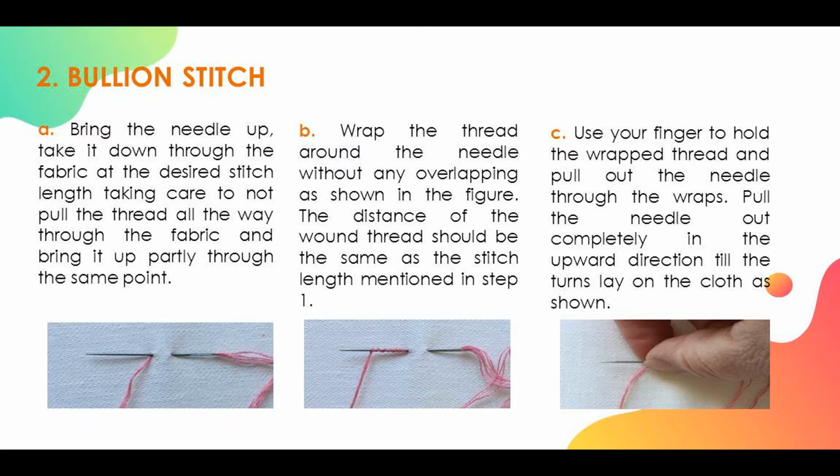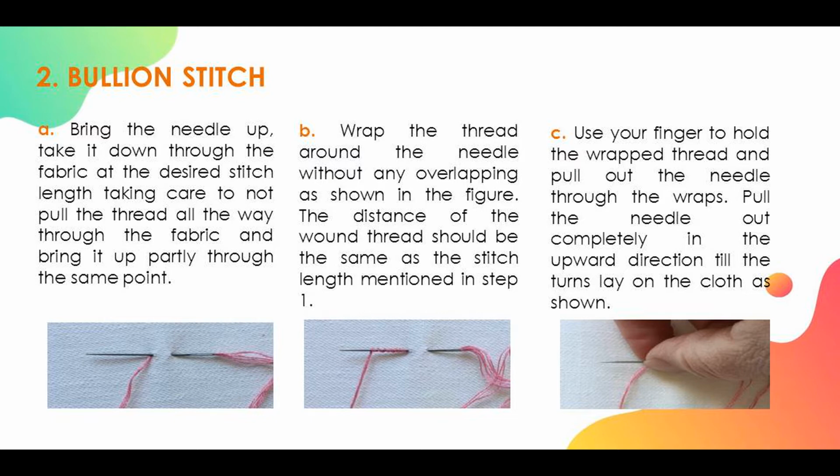Bullion stitch. A. Bring the needle up, take it down through the fabric at the desired stitch length, taking care to not pull the thread all the way through the fabric and bring it up partly through the same point. B. Wrap the thread around the needle without any overlapping as shown in the figure. The distance of the wound thread should be the same as the stitch length mentioned in step 1.